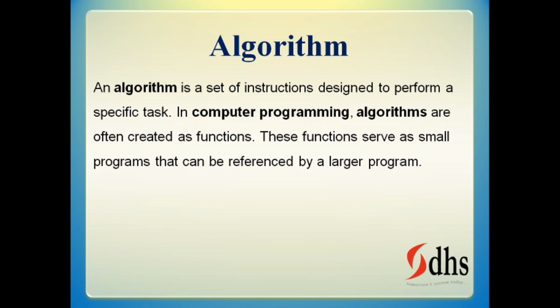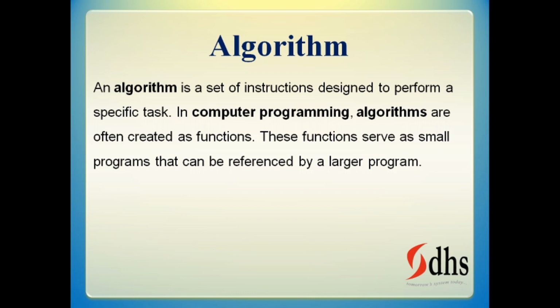Algorithm. An algorithm is a set of instructions designed to perform a specific task. That is a step-by-step approach. Suppose we want to perform one task. For example, you want to construct a building. First thing, land selection, then planning, approval of planning, then foundation, then basement, then first floor. Like that, we have one systematic approach. That is nothing but what is called an algorithm.